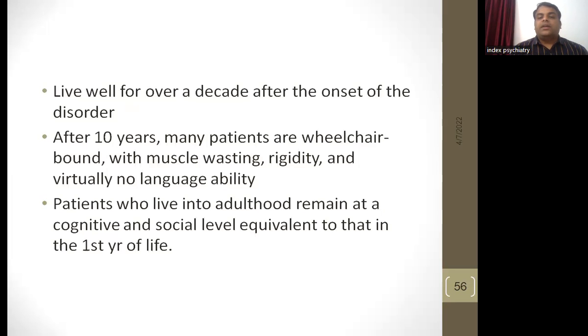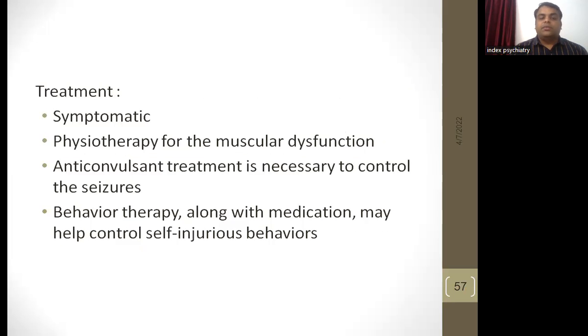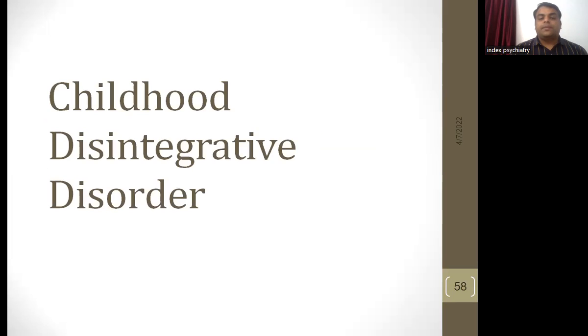Patients live well for over a decade after the onset of the disorder. After 10 years, many patients are wheelchair bound with muscle wasting, rigidity, and virtually no language ability. Patients who live into adulthood remain at a cognitive and social level equivalent to that in the first year of life. Treatment again is symptomatic. Physiotherapy for the muscular dystrophy, anticonvulsant treatment is necessary to control the seizures. Behavior therapy along with medication may help control self-injurious behavior.